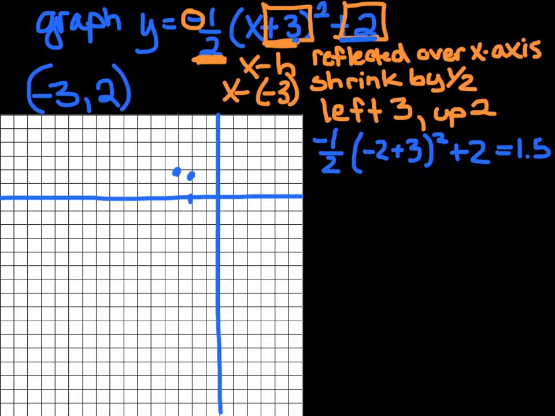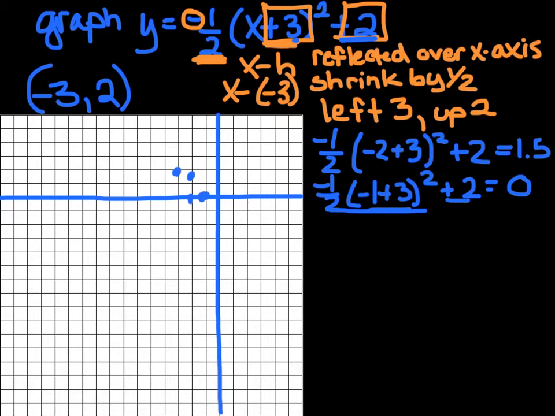All right, and then I can plug in the next one, negative 1, and do the same thing. Negative 1 plus 3 is 2, squared is 4. Negative 1/2 times 4 would be negative 2, plus 2 is 0. So we have a point here at negative 1, 0. And because I know that parabolas are symmetric, I can just mirror each of those 2 points to the other side, and now I have my required 5 points plotted.